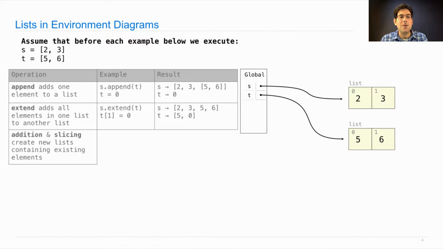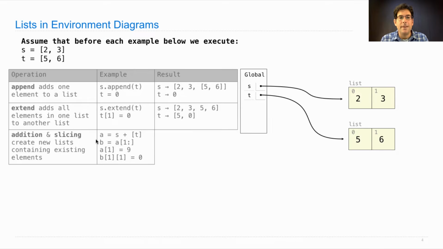Let's start over once more and take a look at addition and slicing. Addition of 2 lists creates a new list, and slicing creates a new list. These lists contain the elements of the lists that were added or sliced. And here we'll do a longer example. We're going to assign A to S plus a list containing T. We're going to assign B to a slice of A, and then we'll make some changes to A and B and see what happens to S and T.